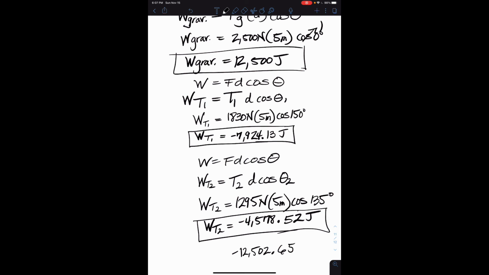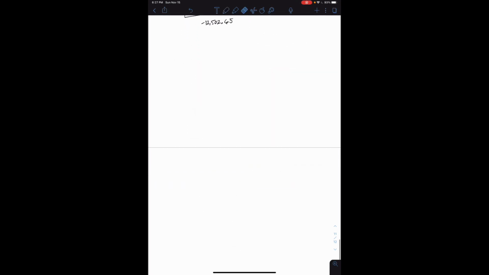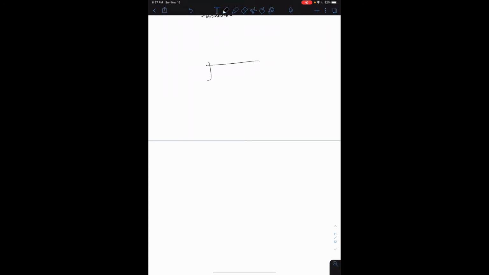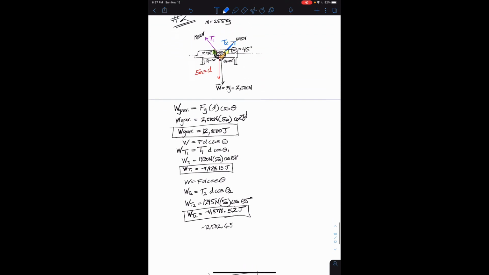Another way you could have done it, which I just want to point out: the other way you could do it was if you take the piano, and I draw it one more time. I think we had T2, which I think we made blue, pointed at 45.